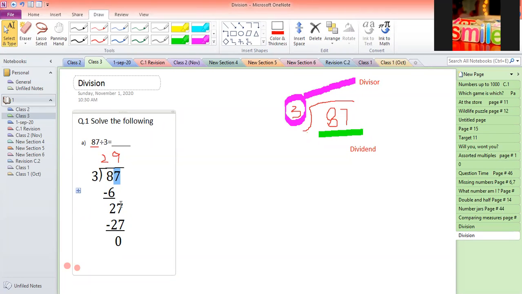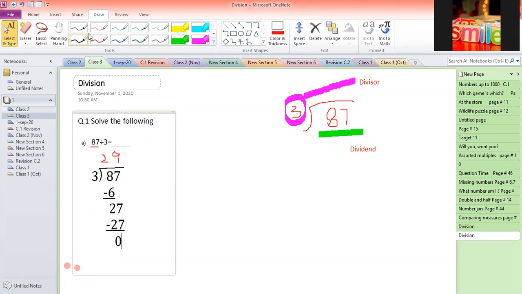Now check in 27 how many 3's are there. You check the table of 3. So there are 9 3's in 27. 9 times you read the table of 3 to get 27. So multiply this 3 by this 9 and you get 27. Again minus and you get 0.